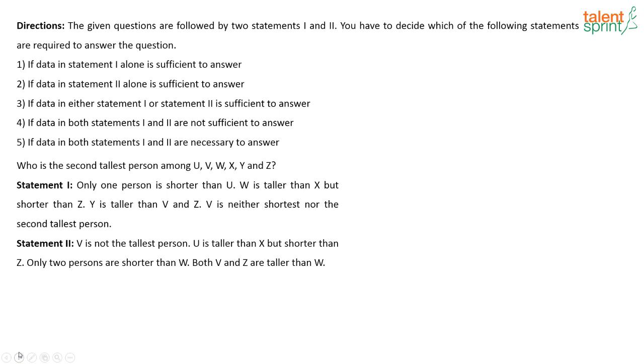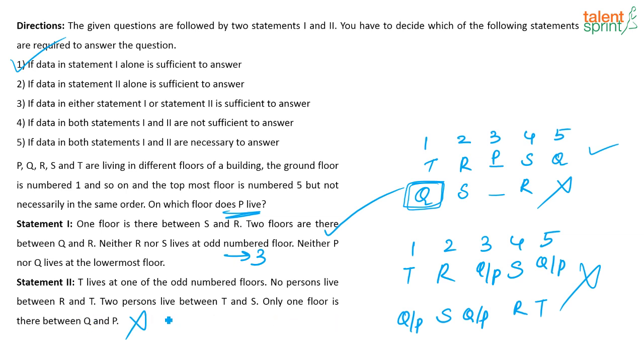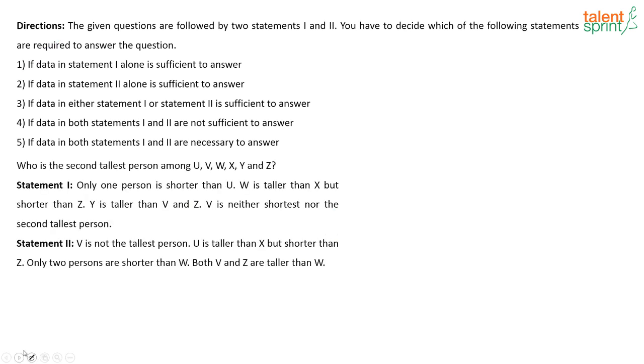Nageshwar, using the second statement, you cannot find out exactly which floor P is living. Only one floor between Q and P is given. T lives on an odd numbered floor. Nobody lives between R and T. 2 people live between R and S. That's all that is given. You don't know which floor is Q, which floor is P. So you can't get the answer.